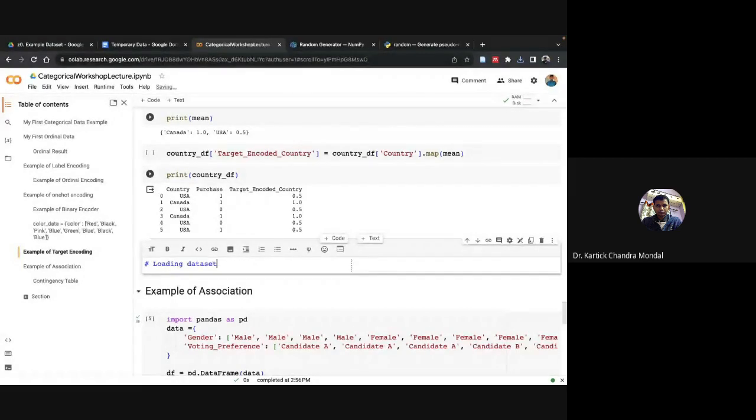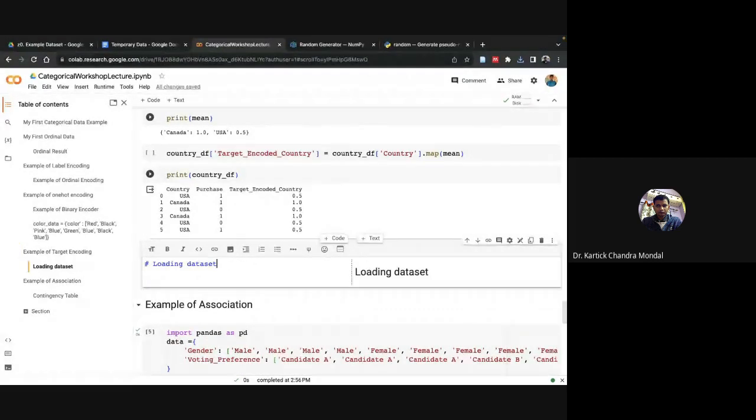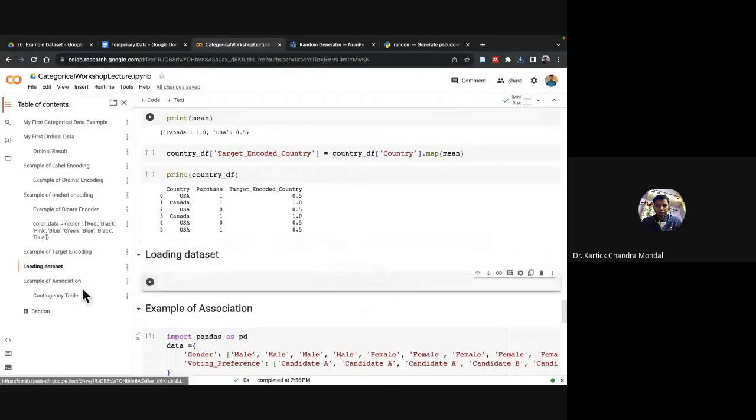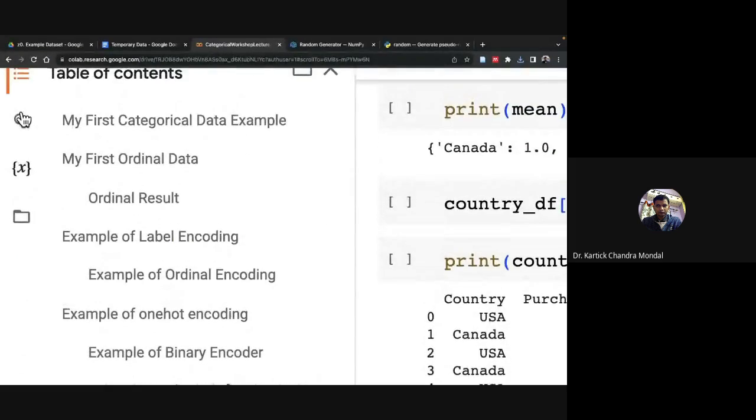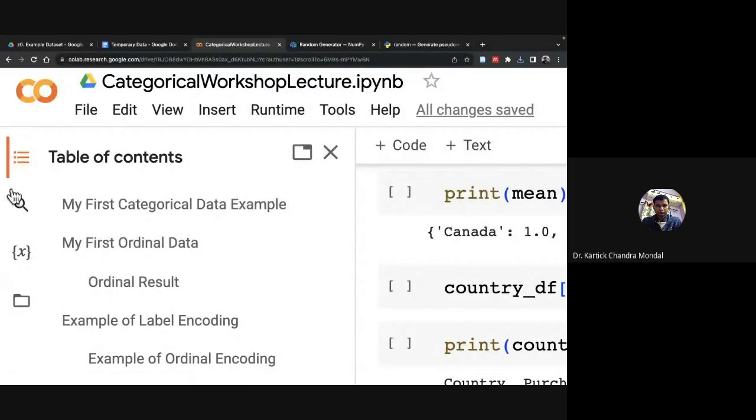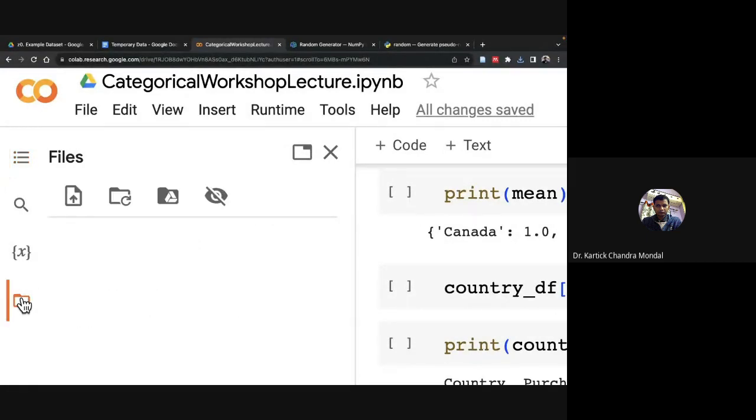Loading data set. So the easiest way, but not the good way, is to load it in the Colab environment. Colab environment means, here on the left hand side, if you look at this portion, there you have a folder sign. Click on this folder symbol.